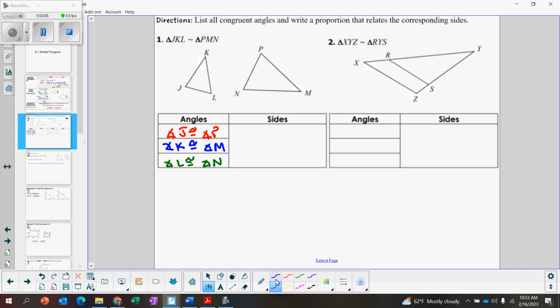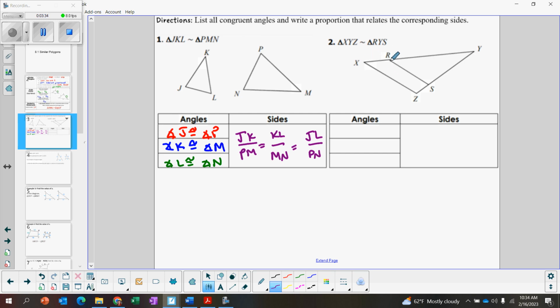So when I want to do the sides, I'm going to pick JK, matches with PM, but instead of being equal, I'm going to put JK over PM equals. Next two letters, KL over MN. And then JL over PM. And I'm going to do the same thing here.